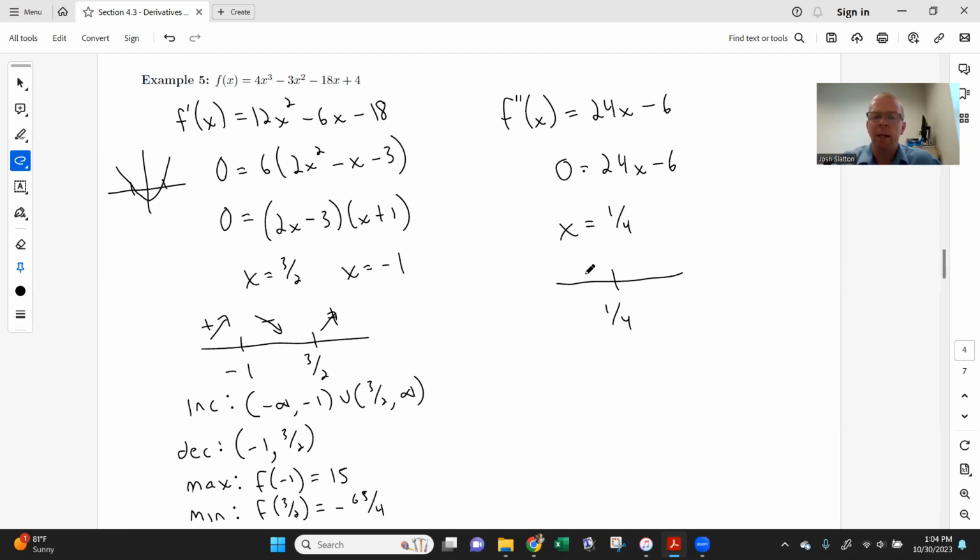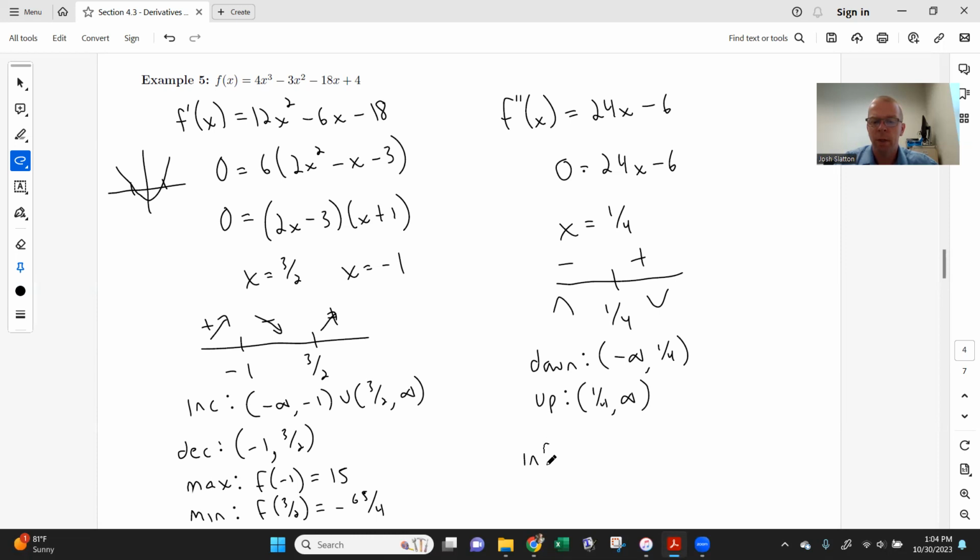If we plug in a number less than 1/4, we can plug in 0. F double prime will be negative. Plug in a bigger number like 1, F double prime will be positive. So we have concave down, concave up. And then we can write it in interval notation. So concave down from negative infinity to 1/4, concave up from 1/4 to infinity.